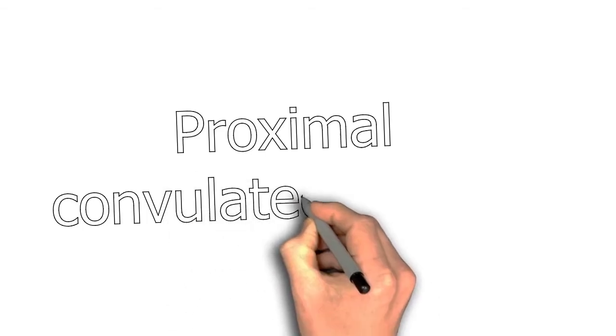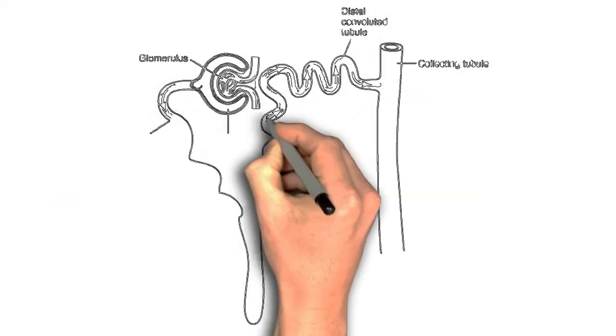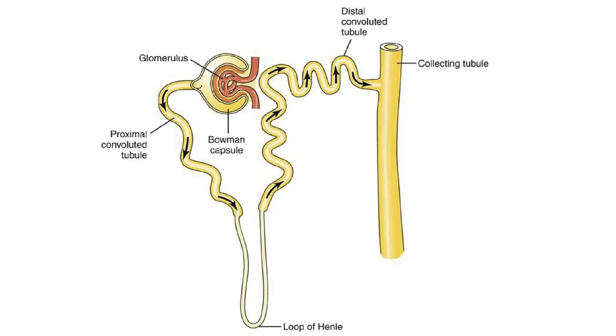Next is the proximal convoluted tubule, which is also called PCT in short, and this is also present in the cortex region. A tiny convoluted tubule arises from the Bowman's capsule which forms a coiled network in the cortex of the kidney, and this is called the PCT or proximal convoluted tubule, which is near to the Bowman's capsule.